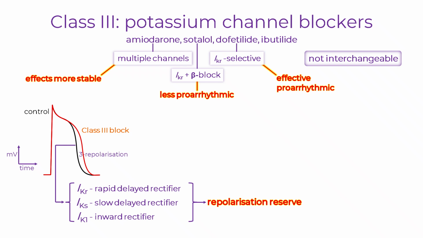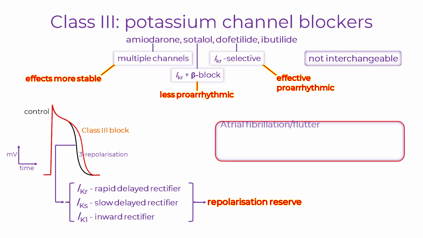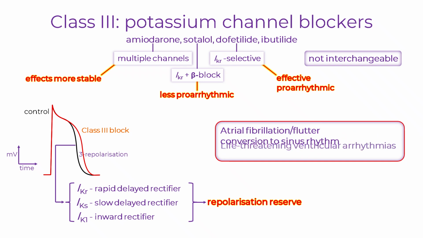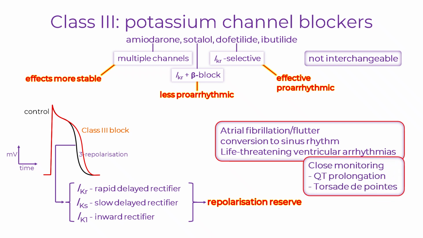Clinically, class 3 antiarrhythmic drugs are used to maintain sinus rhythm in atrial fibrillation or flutter, to convert atrial arrhythmias to sinus rhythm, and to treat life-threatening ventricular arrhythmias. Their use requires careful attention to QT prolongation and the risk of torsade de pointes on the ECG, particularly with drugs that selectively block IKr.